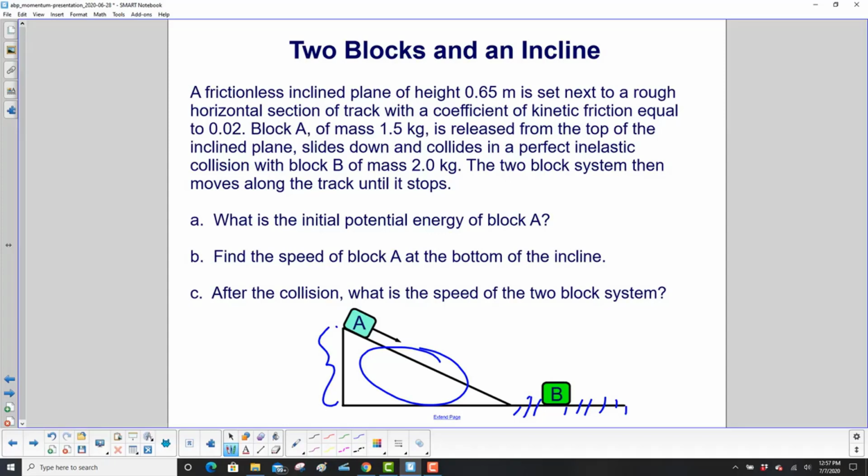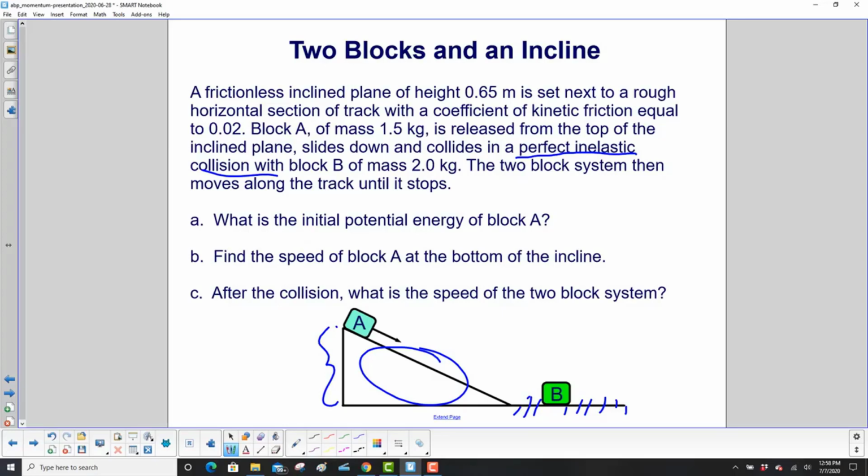Block A of mass 1.5 kilograms is released from the top of the inclined plane. It slides down and collides in a perfect inelastic collision with block B. Block B has a mass of 2 kilograms. The 2-block system, they stick together, then move along the track until they stop.